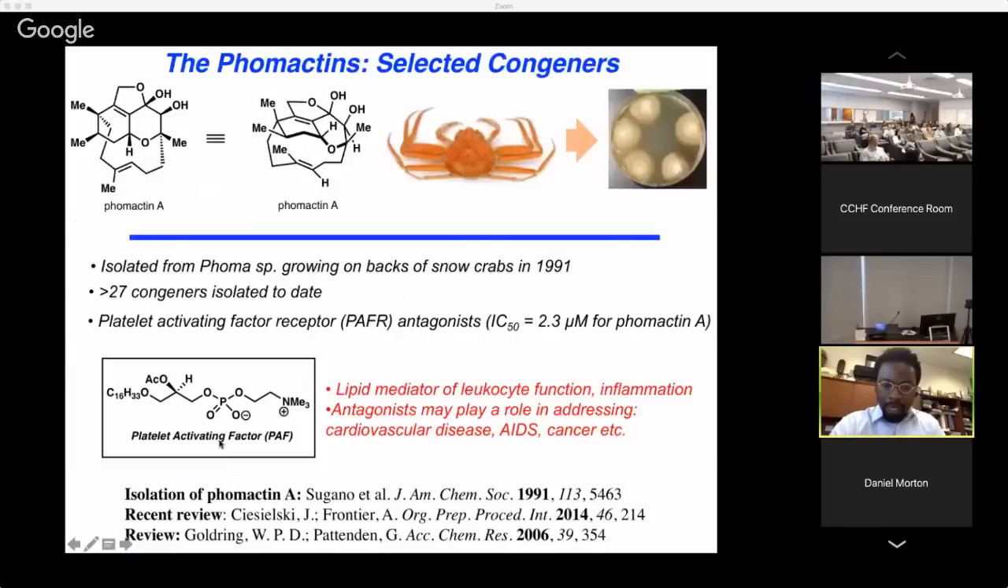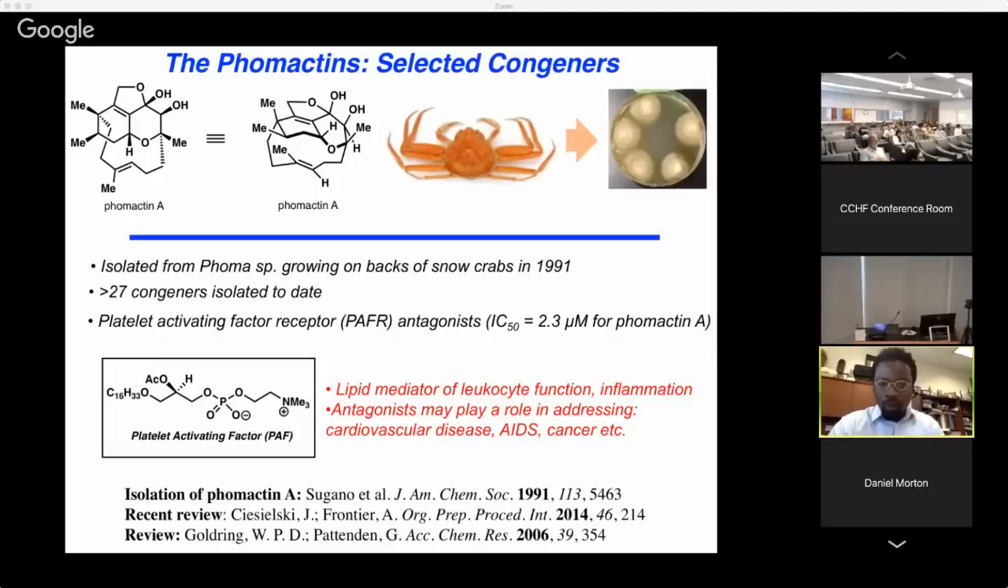And this is a molecule that is a member of a larger family of diterpenoids, which were isolated initially from the backs of a snow crab found off the coast of Okinawa in Japan. So the fungus that produces these secondary metabolites resides in a symbiotic way on the backs of these snow crabs. And these molecules are interesting from a structural standpoint, as depicted here by formactin A, but there's some emergent interest in these molecules in terms of their function as platelet activating factor receptor antagonists.